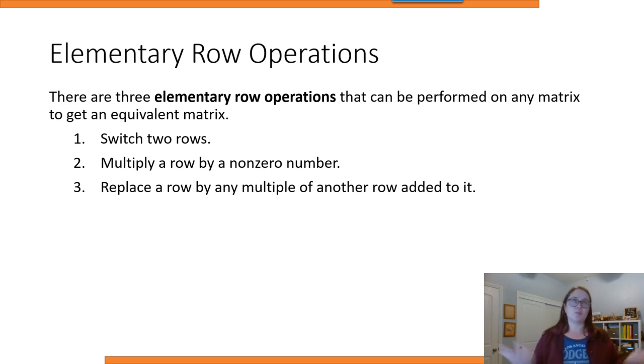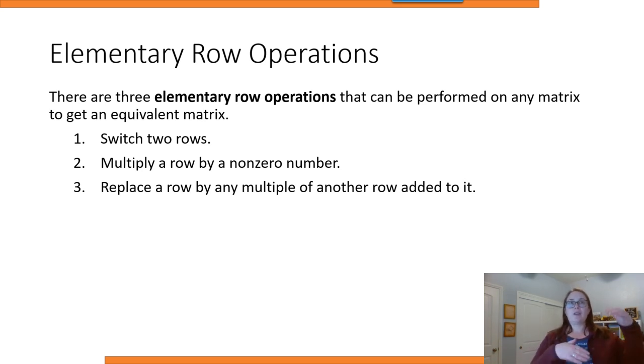I can just swap, say, row 1 and row 3 if I wanted to in a matrix, just switch positions of them. The second thing I can do is multiply a row by a non-zero number. So let's say I had a matrix where I wanted to double every entry of just that row. I can do that. Or I can multiply it by a fraction like 1/2 and cut all the values in half if I wanted to. And the third operation is we can replace a row by any multiple of another row added to it.